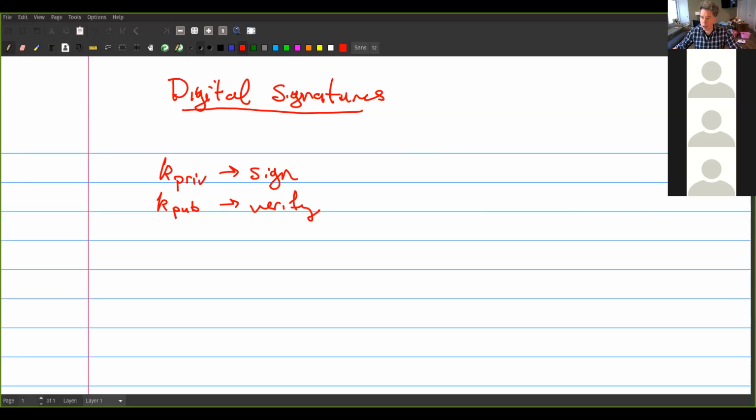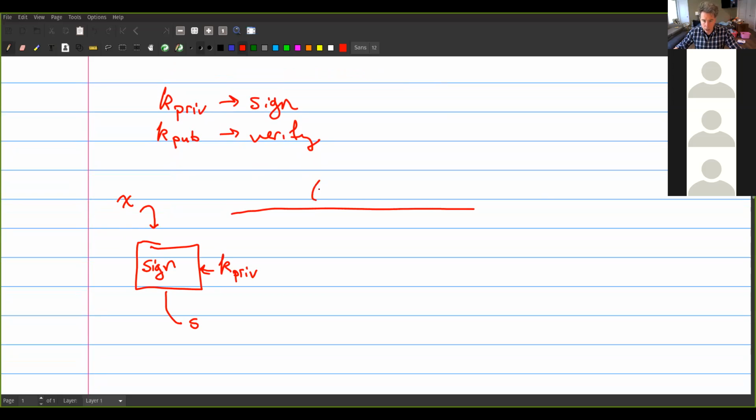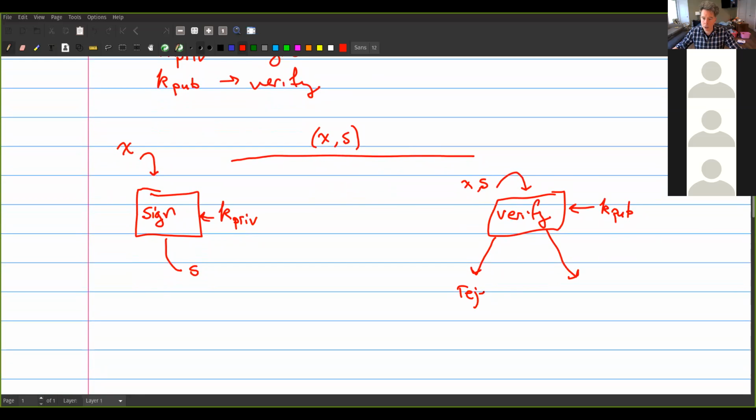So to draw it all as a diagram, you could have some document X, and this goes into some kind of digital signature machine. We'll talk about two ways to do this today. And what comes out is a signature, which we'll call S. The ability to do this depends on having the private key. Then Alice transmits X and S together to Bob. And so Bob has to verify. He puts X and S together into his verification machine, and the verification machine requires the public key. What comes out is either accept or reject, depending on whether or not the signature is valid according to the verification algorithm.